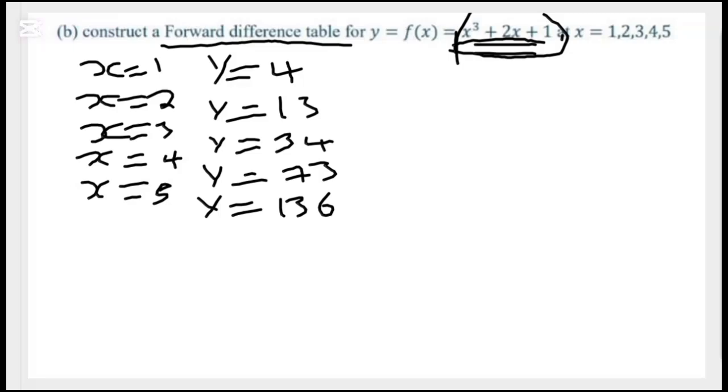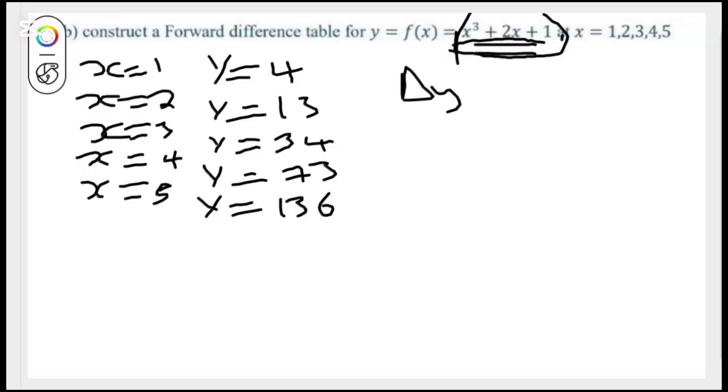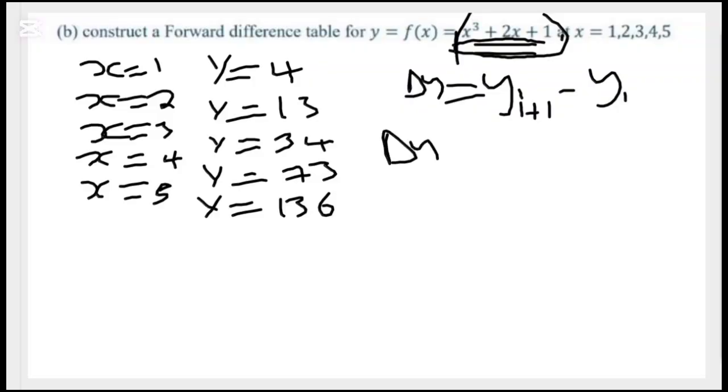I have to find my first forward difference because this is a forward difference table. Construct a forward difference table, so we are going to construct it. To construct it, we first find the first forward difference, second forward difference, and third forward difference. The first forward difference, say dy, equals y of i plus 1 minus y of i. So for dy1, it is 13 minus 4, which equals 9.